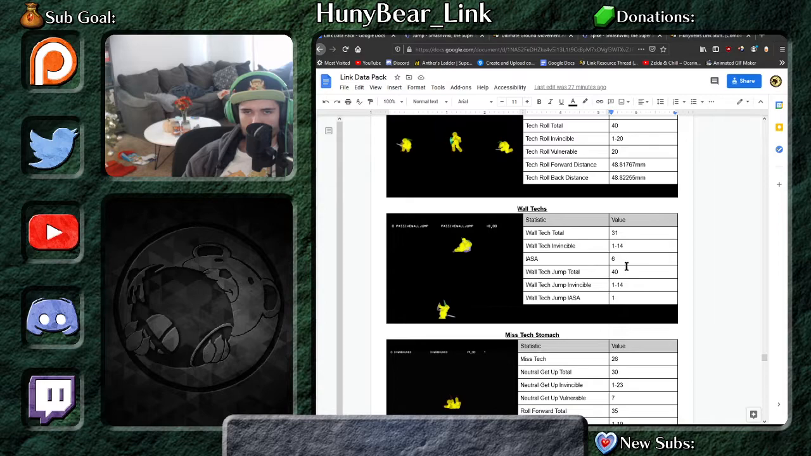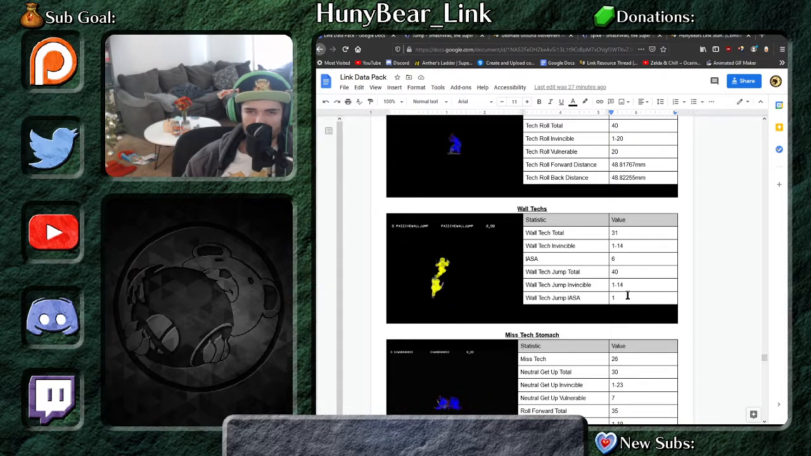You got your wall jump. The wall tech total takes 31 frames. The wall tech is invincible from frames 1 through 14. It's interruptible frame 6 of your wall jump. So that means after you wall jump, you can interrupt it as early as frame 6 and actually double jump after a wall tech. Wall tech jump total takes 14 frames. Wall tech jump invincible frames 1 through 14. And wall tech jump is interruptible frame 1.